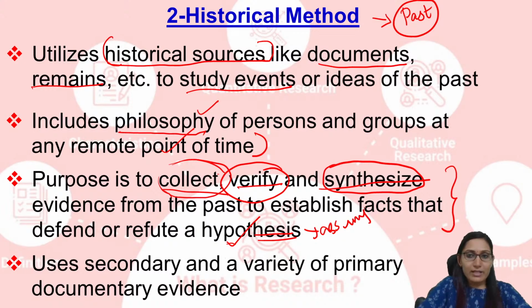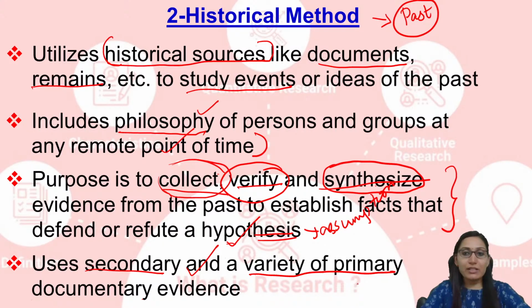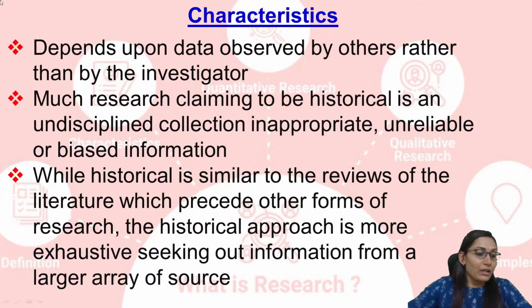So assumption. And under the historical method, it uses secondary as well as a variety of primary documentary evidence. So this is how it is. It uses secondary and a variety of primary documentary evidence. Now coming to the characteristics of historical research.